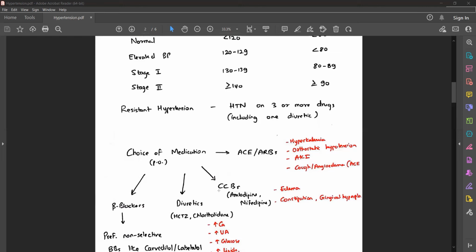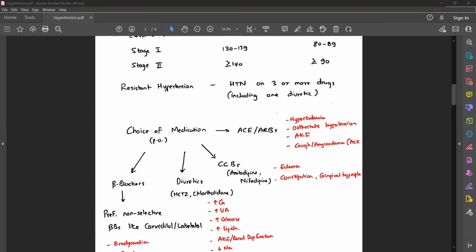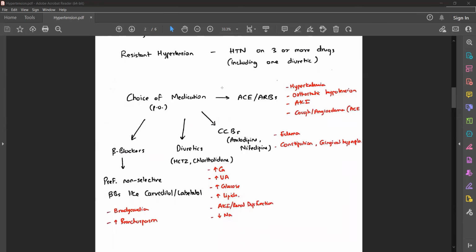Now, coming to the choice of medication, let's start with the people who do not have any comorbidities. What will be your first line choice of medication? So the four go-to drugs are A, B, C, D, that is ACE inhibitors and ARBs, beta blockers, calcium channel blockers, and diuretics, mainly thiazide diuretics.